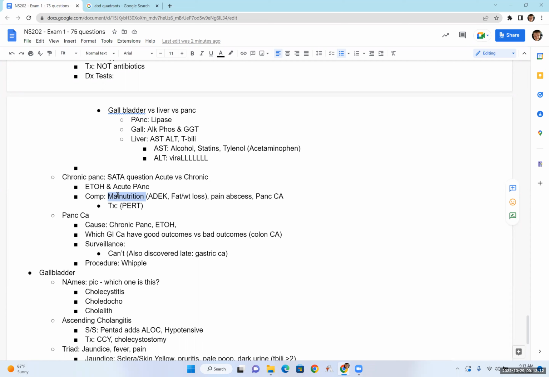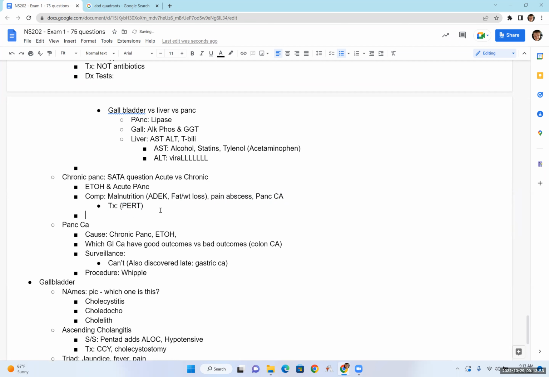So we got ADEK problems, right? They got weight loss, they're thin. And they get chronic pain because they start getting little abscesses where the acute pancreatitis was, or they get these chronic, what am I trying to think? Not necrosis, but chronic fluid collections, and then they can turn into abscesses. And then that chronic inflammation puts you at risk for pancreatic cancer. So treatment for chronic panc is to give pancreatic enzyme replacements. But there was a slide, the chronic panc slide tells the difference between acute panc and chronic panc. So you definitely know the difference, right?